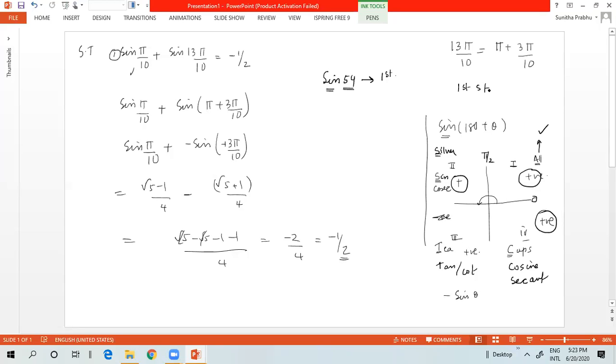All silver teacups. Next you should know sine of 180 plus theta and sine of 180 minus theta will always give sine theta as the answer, but the sign you have to determine. 180 plus theta means third quadrant. Sine in the third quadrant is negative, so you will say minus sine theta. Don't worry about that, I'll teach you later.